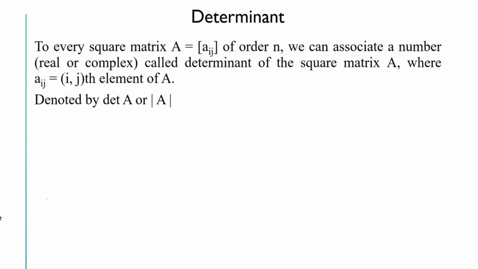If we take any square matrix A equal to Aij of order n, we can associate a number, real or complex, called the determinant of the square matrix A, where Aij is the ijth element of A. It is denoted by det of A or determinant of A. This is the symbol for determinant of A.